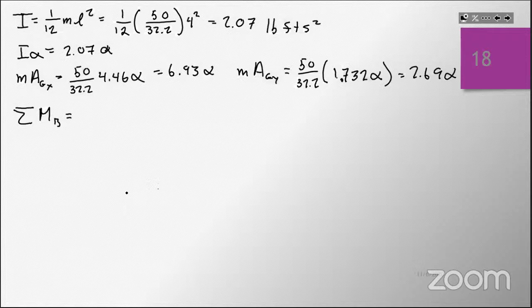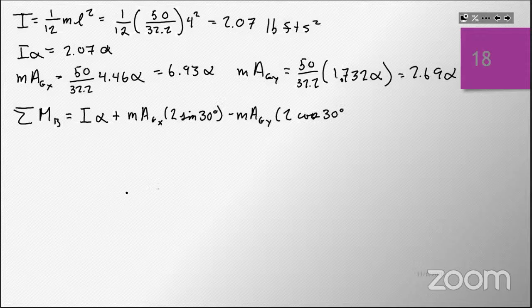So what do we have to figure out? Well, this is going to be equal to I alpha. Remember, it's equal to the sum of my effective moments, right? And so if I'm not at the center of gravity, then I have to take into account my mass times my acceleration terms. So I end up with MAG in the x times 2 sine of 30 degrees minus MAGY times 2 cosine of 30 degrees.